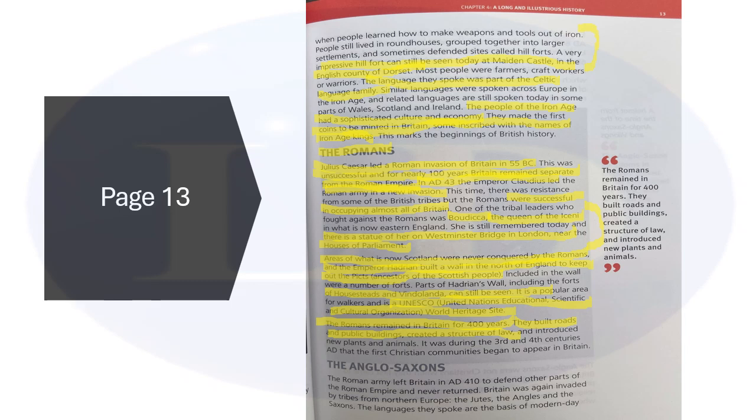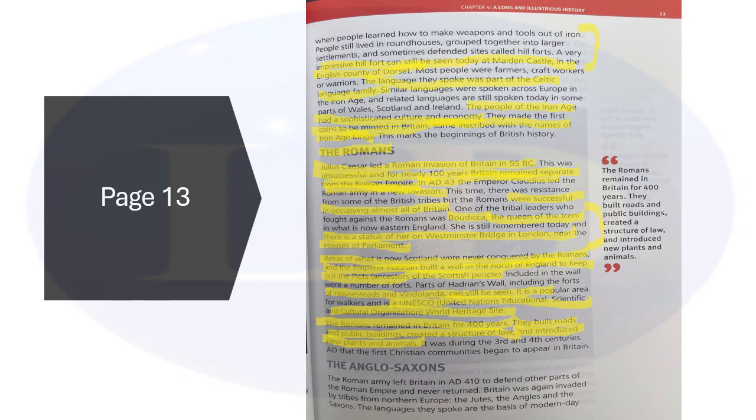Choose three options. They built... So what did the Romans do in England? In Britain, they built roads, public buildings, created the structure of law, and introduced new plants and animals. You might be given 4 options, and out of those there could be 3 correct options. Obviously 4 cannot be correct, because they want you to find which 3 options, or sometimes you would be given 4 options and asked to find 2 correct answers.